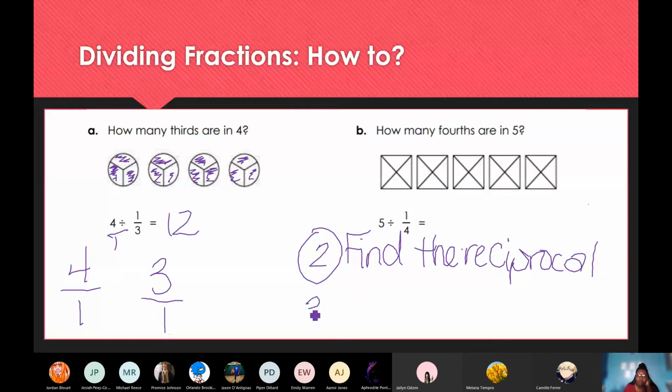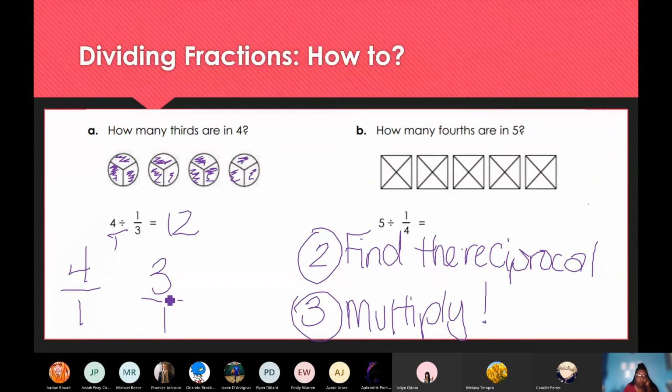Okay? In step 3, multiply those two fractions. So when I multiply 4 times 3, I get 12. And 1 times 1 is 1. So my answer is 12 here.